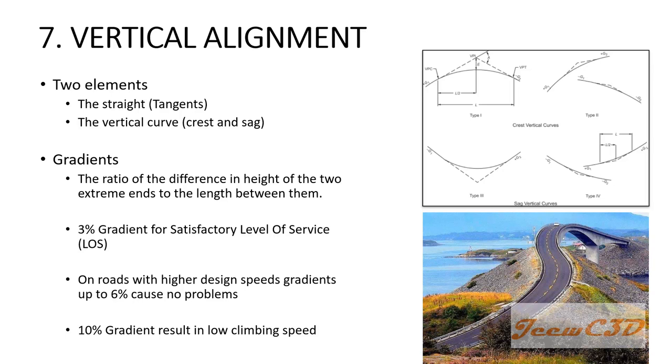So in vertical alignment, we call it about 3% gradient. The heavy vehicles are not suffering when it is traveling. So when the gradients are up to 6%, there may not be much of a problem, but when you have gradients higher than 10%, they may find it hard to travel on those roads.